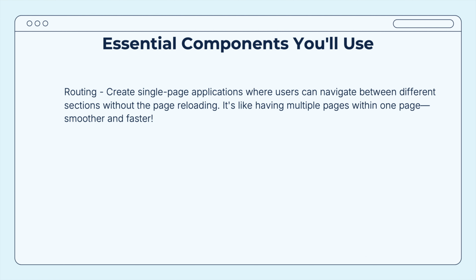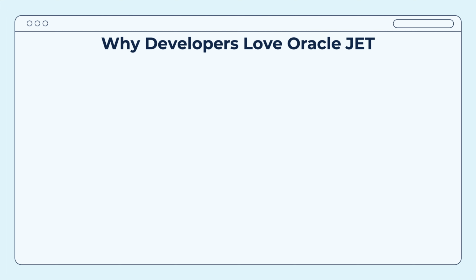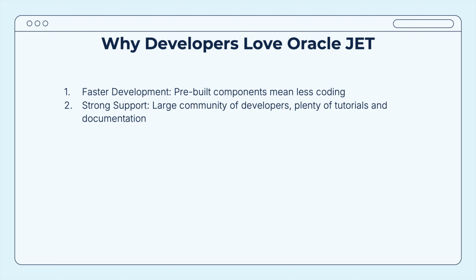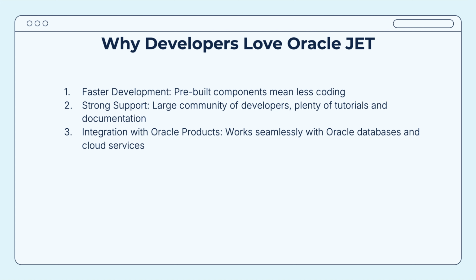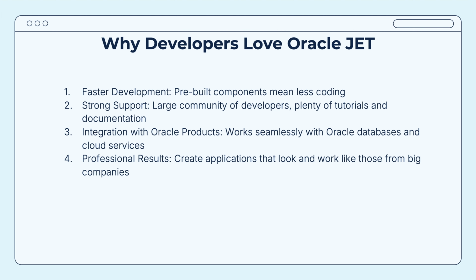Routing. Create single-page applications where users can navigate between different sections without the page reloading. It's like having multiple pages within one page, smoother and faster. Why developers love Oracle JET. Number 1. Faster development. Pre-built components means less coding. Number 2. Strong support. Large community of developers, plenty of tutorials and documentation. Number 3. Integration with Oracle products. Works seamlessly with Oracle databases and cloud services. Number 4. Professional results. Create applications that look and work like those from big companies.